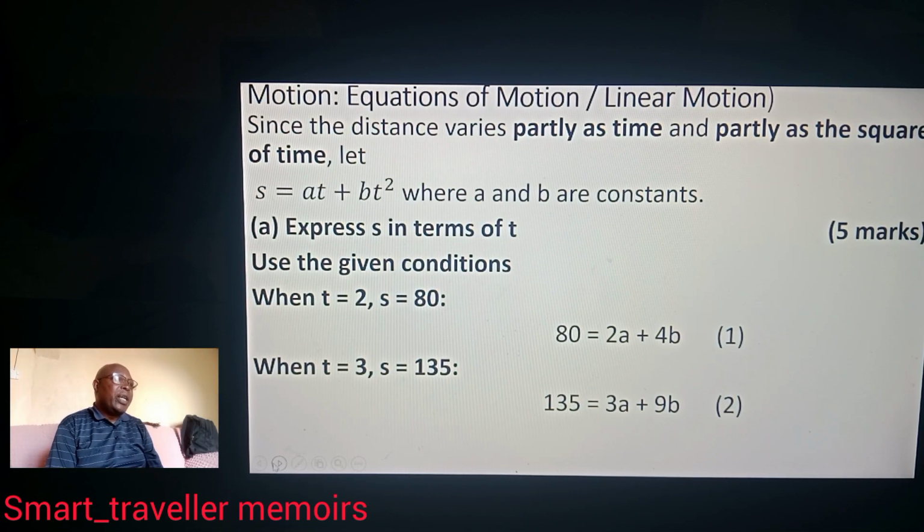For equation number 2, when t is equal to 3, s is equal to 135. So s is 135, which is equal to 3a, plus 3 squared is 9, giving you 9b. That becomes our equation number 2. So we are going to solve two equations: 80 is equal to 2a plus 4b, and 135 is equal to 3a plus 9b, and we name them 1 and 2.